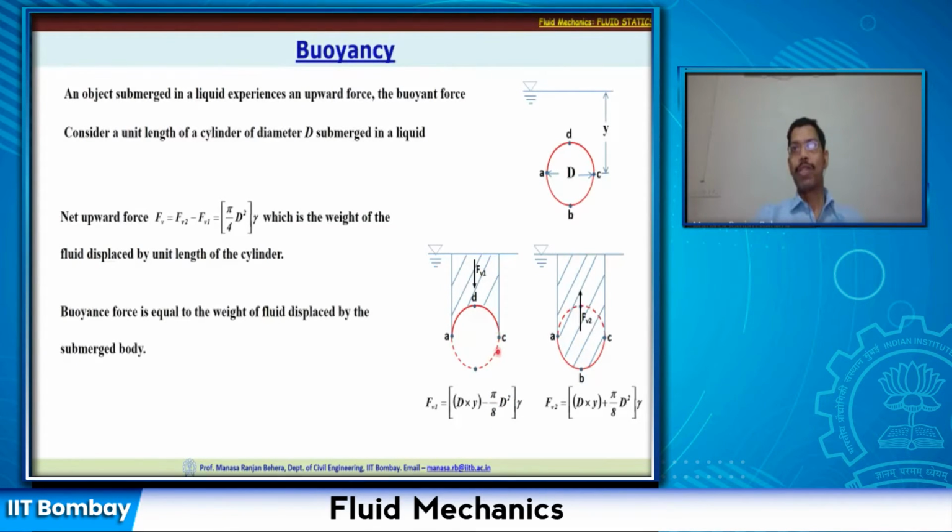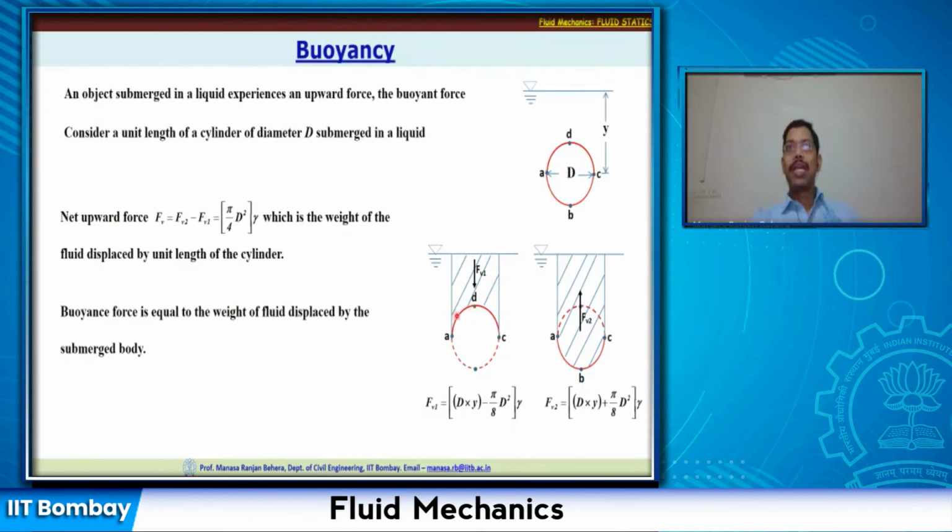Pi d square by 4 is the total area of the circle, and half of that is pi d square by 8. If I subtract that, then I will get the area which is asked here. Once I get that area, multiply that with 1, which is not shown in this expression, but is always multiplied so that you get the volume of that liquid. Now that volume is multiplied with gamma. That gives you the force acting downwards, that is on the surface ADC.